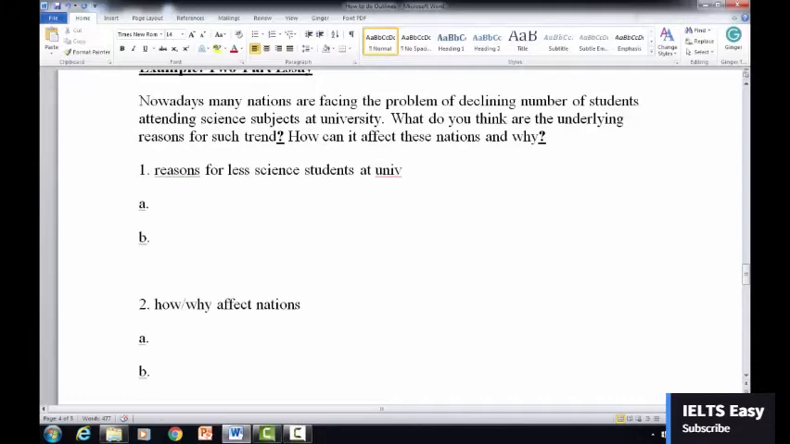This is our controlling idea for the first paragraph, and we have our controlling idea for the next paragraph. All right, so what are some reasons? What are some reasons that you might have less students studying science subjects at university? Why might that be? Some reasons. Okay, one reason might be they didn't learn these subjects well in high school.